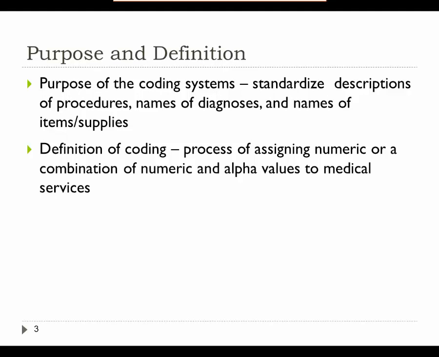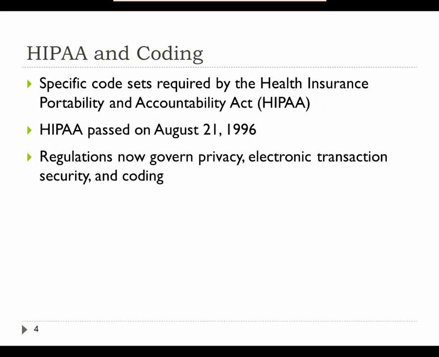Codes standardize how we describe our procedures, diagnosis, prosthetic devices, and equipment. They consist of a number or combination of numbers and letters assigned to medical services. One of the requirements of the Health Insurance Portability and Accountability Act of 1996, more commonly known as HIPAA, is to require specific code sets for procedures, diagnosis, durable medical equipment, and prosthetic devices. HIPAA ensures that all healthcare electronic transactions use uniform code sets.